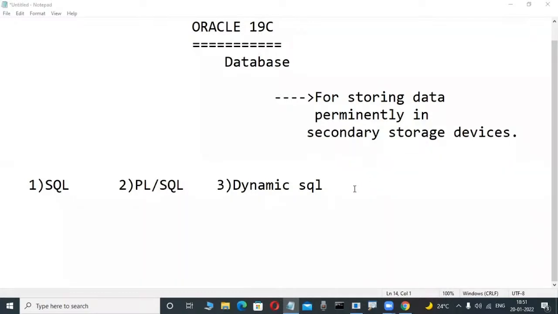Now, duration is more than 3 months. We are taking only 4 months and above. That's all.